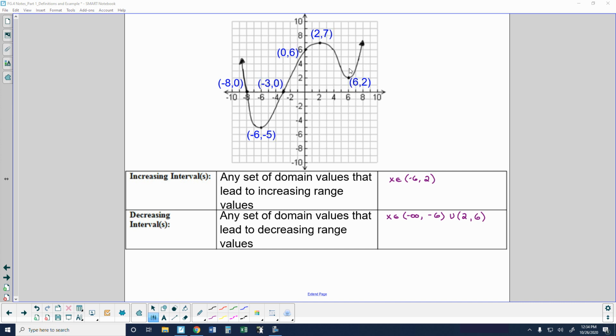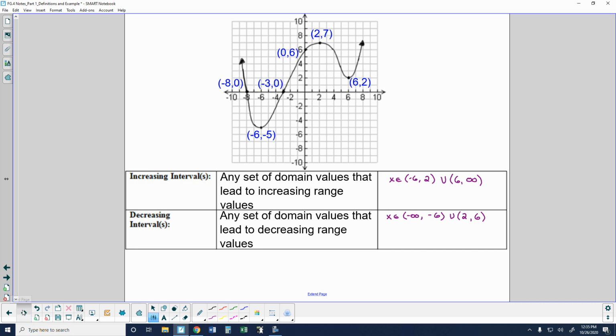Then at that point 6, we turn around and we start moving up again. So we have a new increasing interval. It starts at 6, and then it goes up and continues to go up forever. So this increasing interval would go from 6 to infinity. Basically, what we're looking for here is, as we move left to right on the graph, are we going upwards, or are we going downwards?